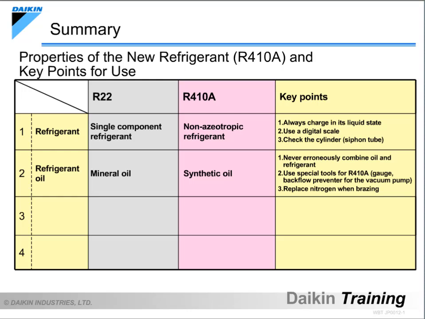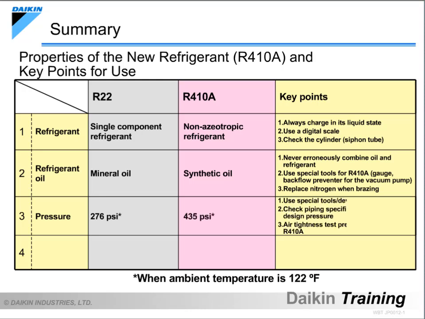Use special tools for R410A air conditioners, and always use nitrogen when brazing. The pressure of R410A is 1.6 times that of R22. When working with R410A, use special tools and devices for R410A air conditioners, and be aware of the differences in pressure when conducting the air tightness test.